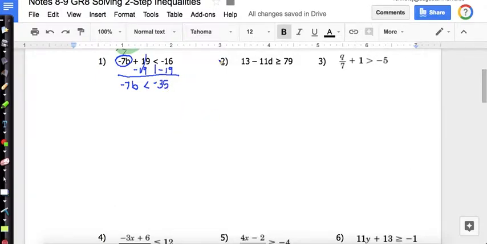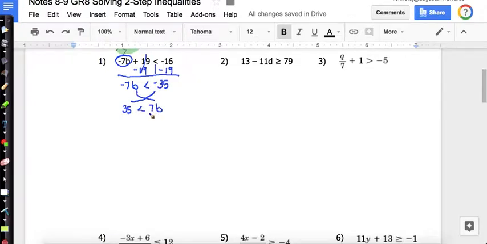Now, here's the step where we want to rewrite. So I'm just going to draw this so we know where this step is coming from. This is moving to this side and this is moving to this side. And when we do that, they become opposite. So positive 35 and positive 7b.